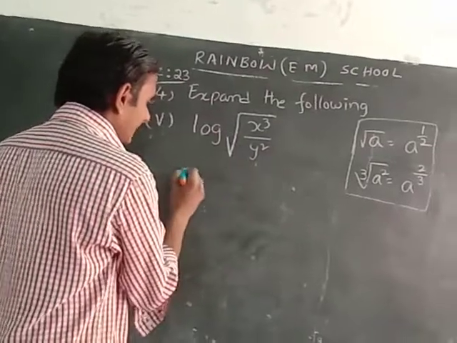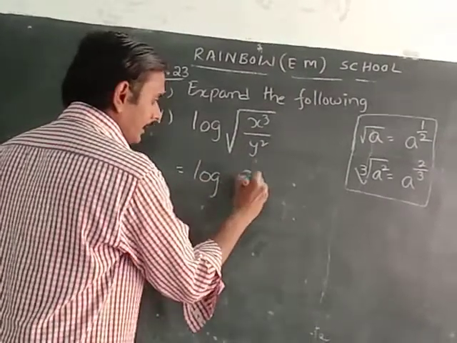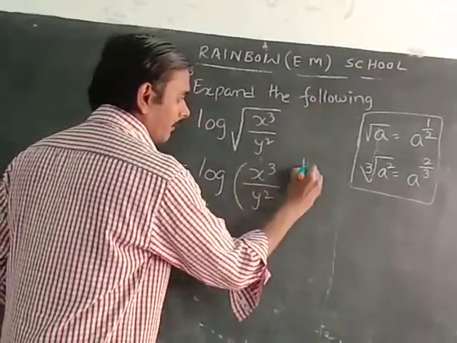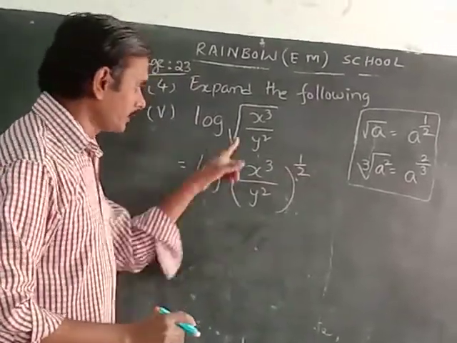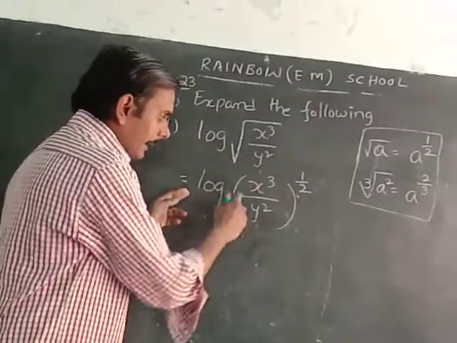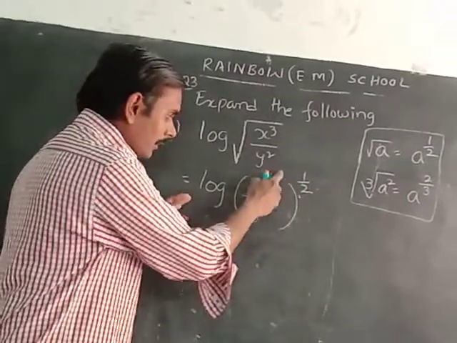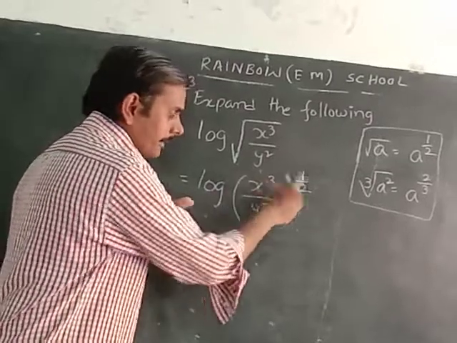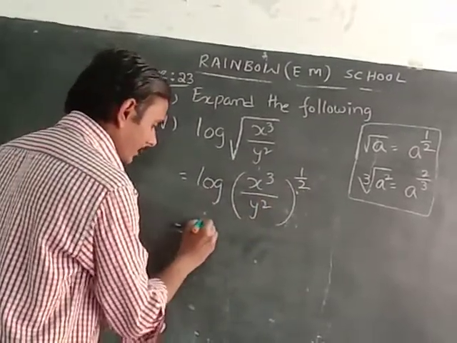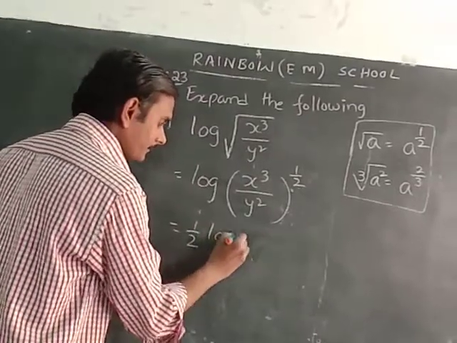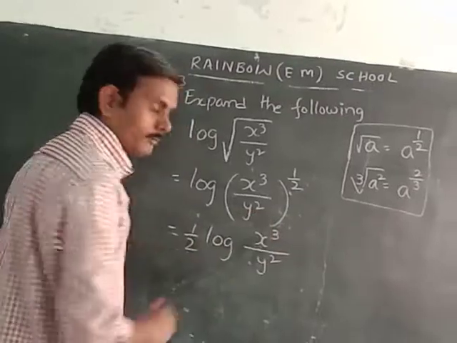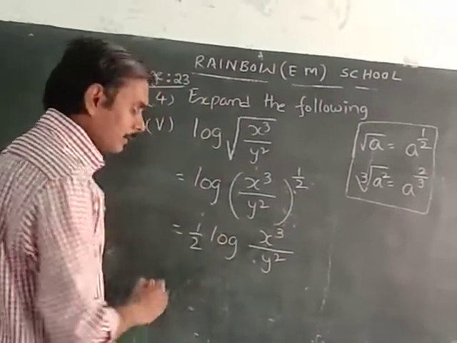Now we can write this as log of x power 3 by y power 2, whole power 1 by 2, since it is a square root. Now it is in the form of log x power m. This total part you have to take as x power m. That means we can write 1 by 2 log of x power 3 by y power 2.